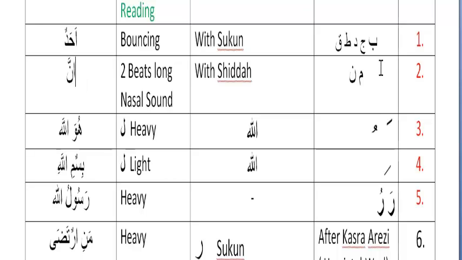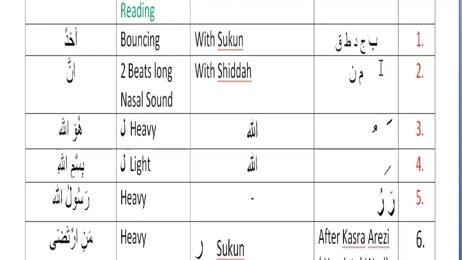So rule number 1 was about qalqalah, bouncing sound. When do you make a bouncing sound? When ba, jim, dal, ta, qaf have a sukoon. What do you do? You make a bouncing noise. Okay. What about meem and noon with tasdeed? When it's with tashdid, you make a 2 beats long nasal sound.